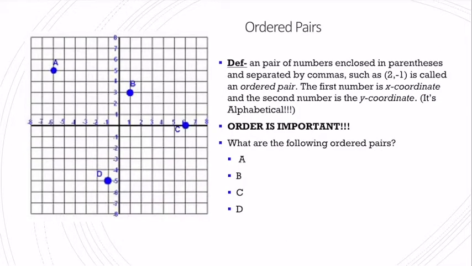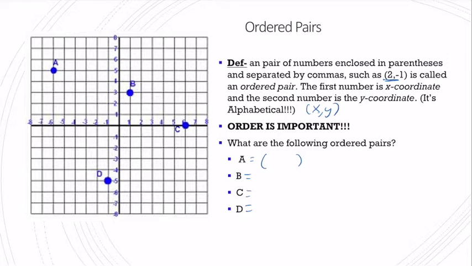The way I define a point on a Cartesian system is using an ordered pair. This is a pair of numbers enclosed in parentheses with a comma in between. The first number is our x-coordinate, and the second number is our y-coordinate. Why is that? Because it's alphabetical. So when we're listing ordered pairs, we always list our x first and then our y. Let's look through a few examples.